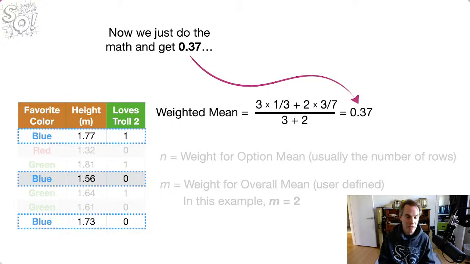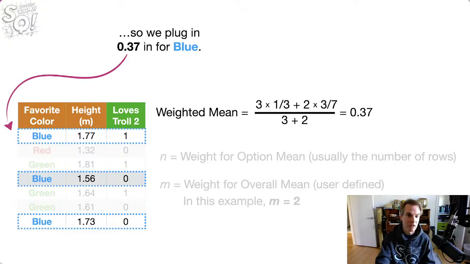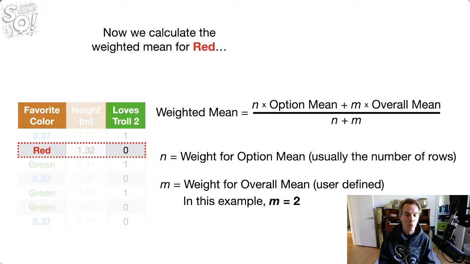Okay, now we just do the math and we get 0.37. So we plug in 0.37 for blue. And now we calculate the weighted mean for red.